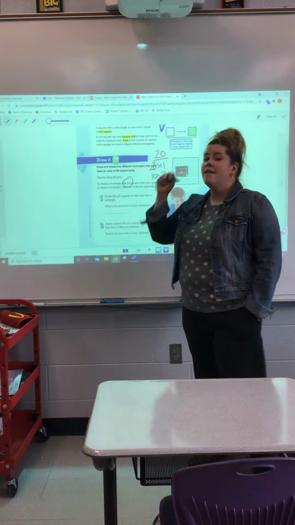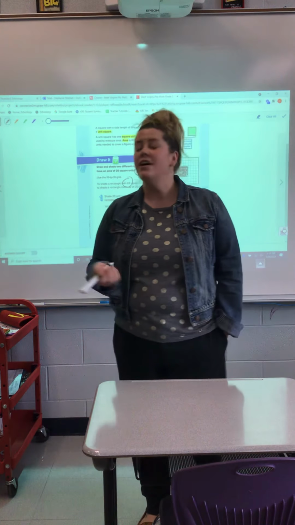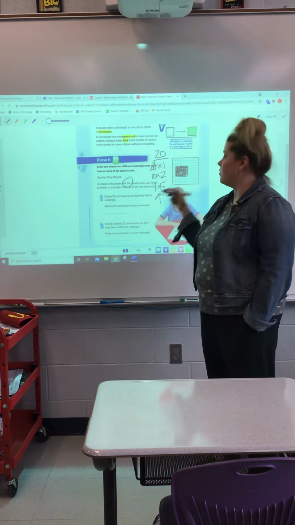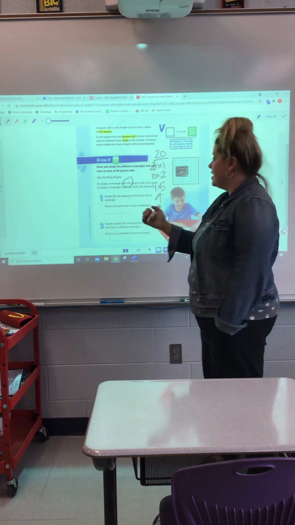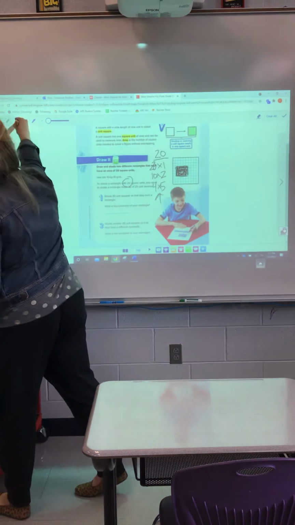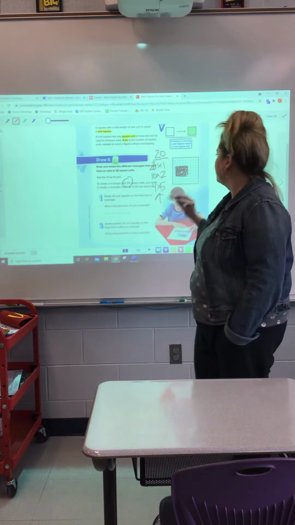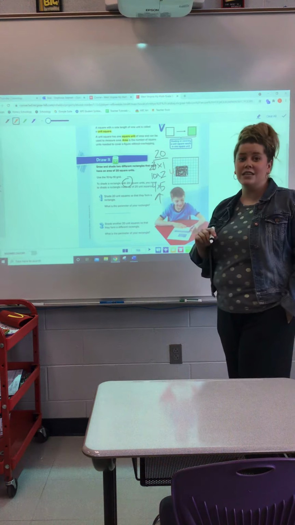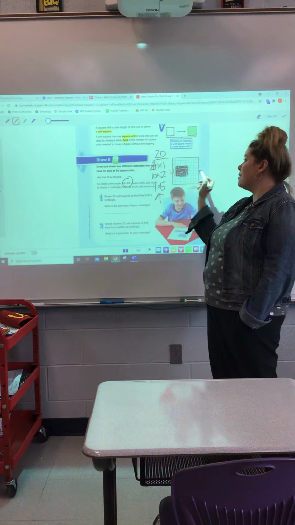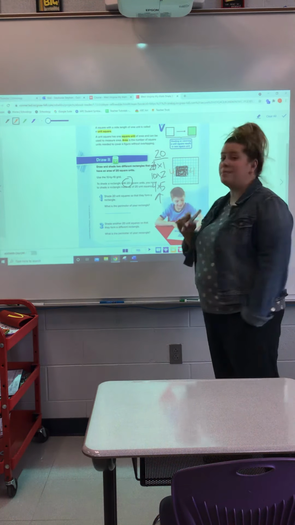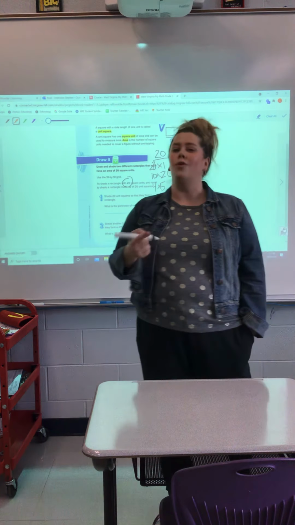4 rows, 5 columns. So then it says, shade 20 unit squares so they form a rectangle. Got it, done. What is the perimeter of your rectangle? Let's count our perimeter. 1, 2, 3, 4. That side has 4. So that side has 4. How many would this side have? Also 4, because opposite sides are equal.